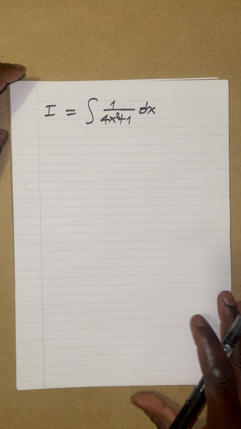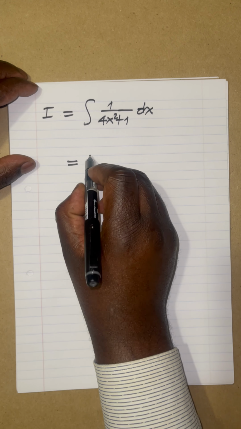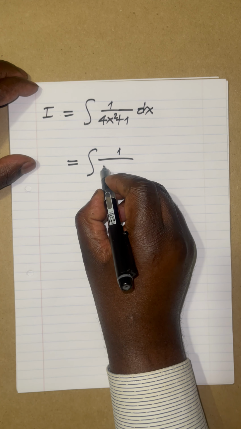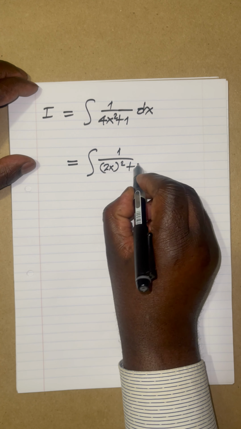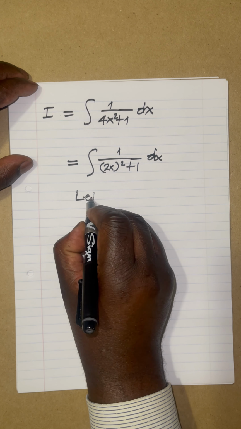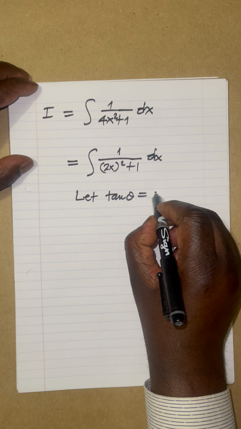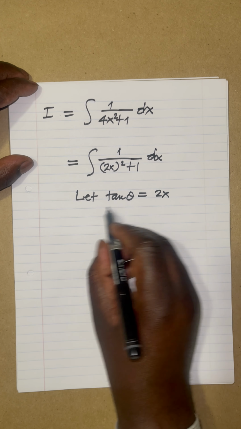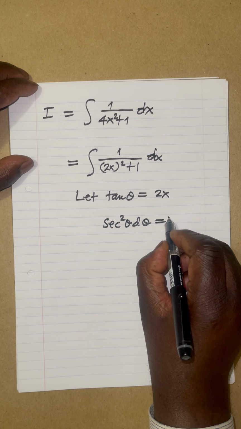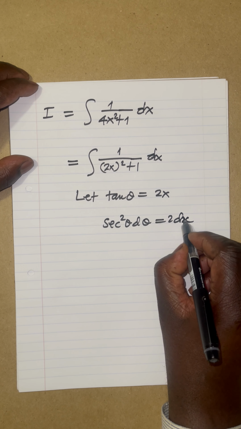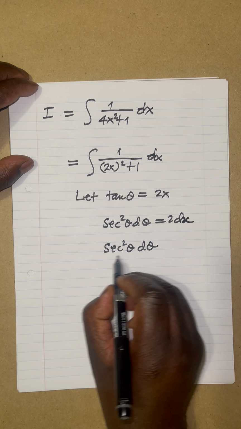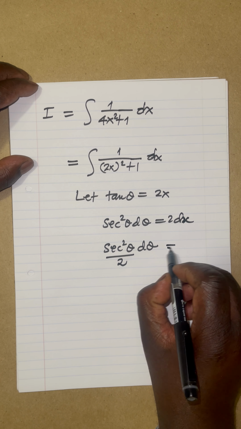Now, looking at 4x squared plus 1, we can rewrite that to be the integral of, watch this, 1 all over, because I already have a 1 there, I just have to rewrite that to 2x squared plus 1. Yes, your guess is right. I'm going to use tan substitution now. Let tan theta be equal to 2x. Differentiate both sides. We get sec squared theta d theta equals 2 dx. Divide by 2 both sides. We get sec squared theta d theta all over 2, and this will be equal to dx.